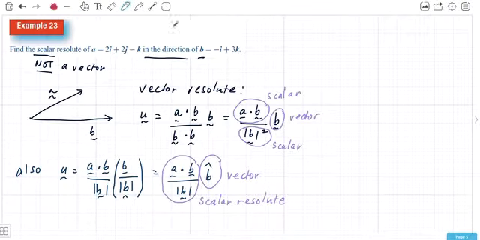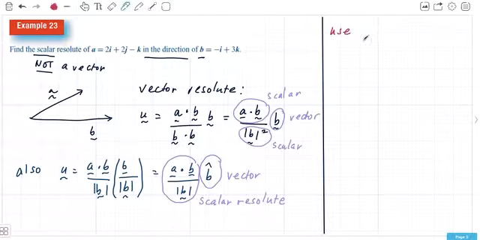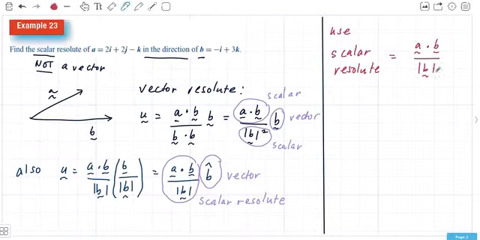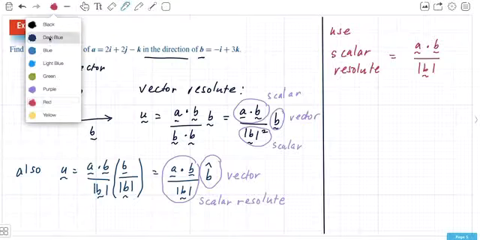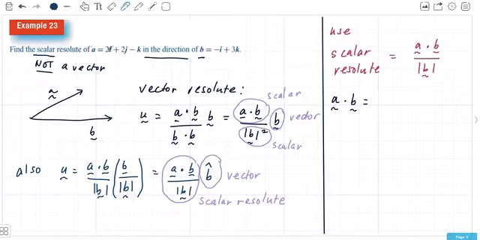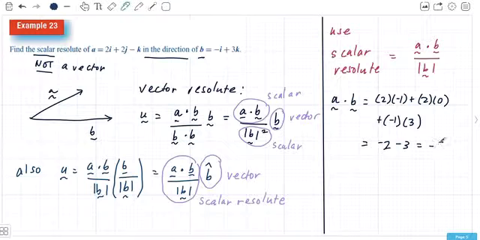Okay, so we're going to use that last formula. So the scalar resolute equals A dot B over the magnitude of B. So whatever the in-direction part is here for the scalar, that's the part that goes underneath. So we have A and we have B, so we do the dot product. A dot B equals coefficients of I multiplied together plus the coefficients of J, too, and in this case actually there's no J on this side, so there's a 0 over here, and the coefficients of K multiplied together, -1 and 3. Will be -2 minus 3, which is -5.